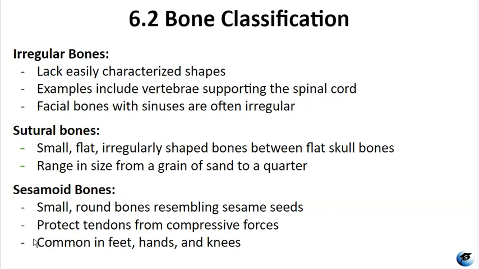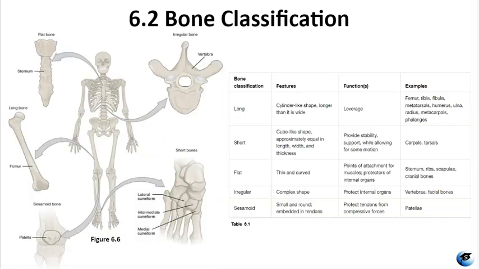Sesamoid bones are generally flat, small, and shaped like sesame seeds. They develop within tendons where joints generate significant pressure, commonly found in the feet, hands, and knees. These bones vary in number and placement. Figure 6.6 and Table 6.1 provide a summary of bone classifications.